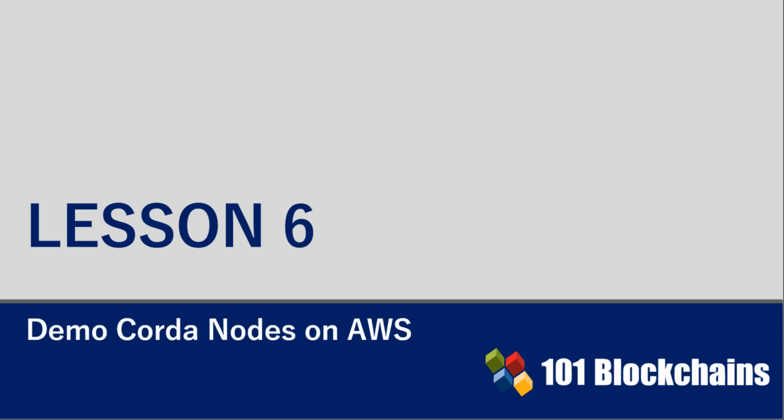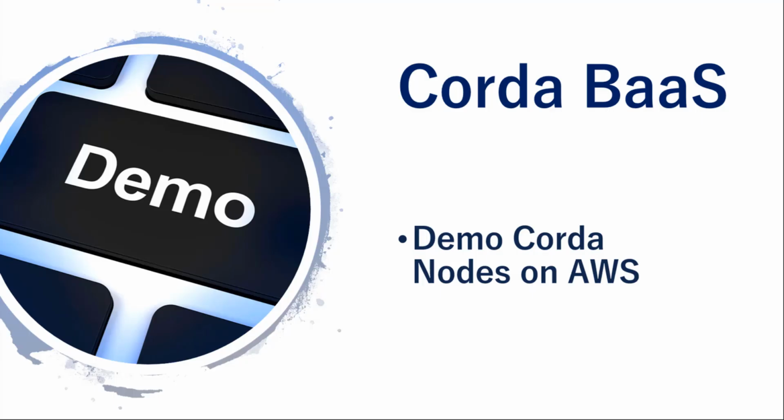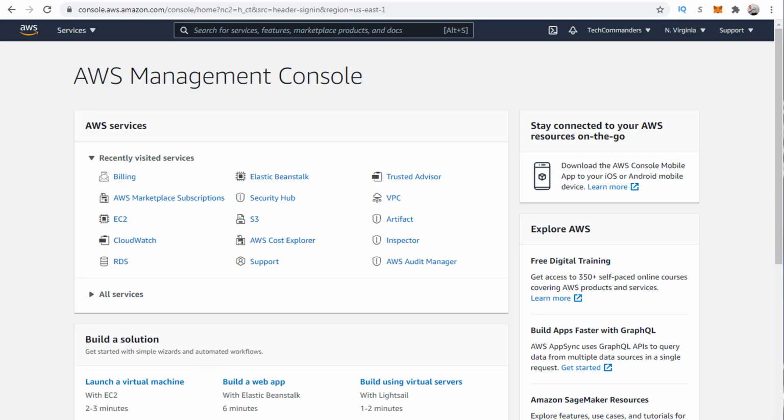In this lesson, I'm going to walk you through some of the options on AWS for deploying Corda nodes. Let's now proceed over to the Amazon Web Services console. I'm over here at the web console for AWS.